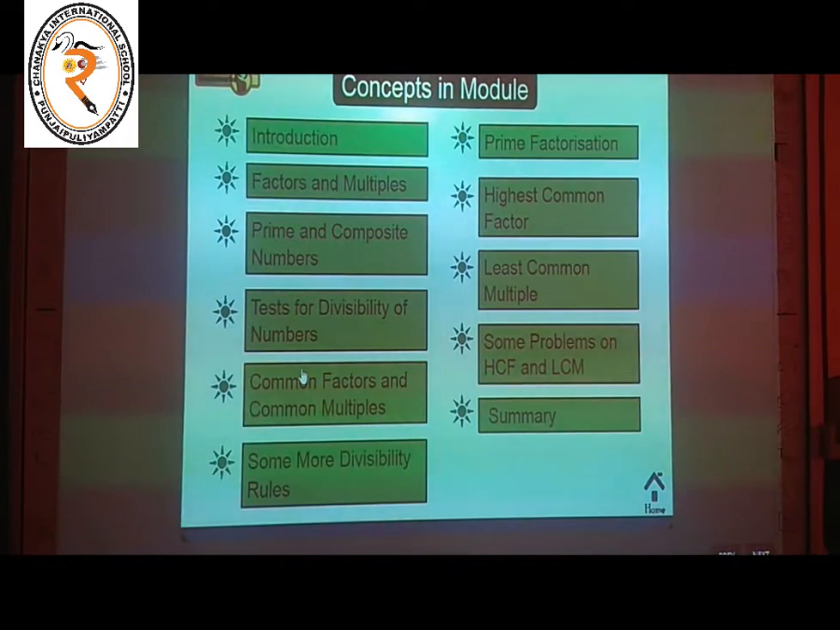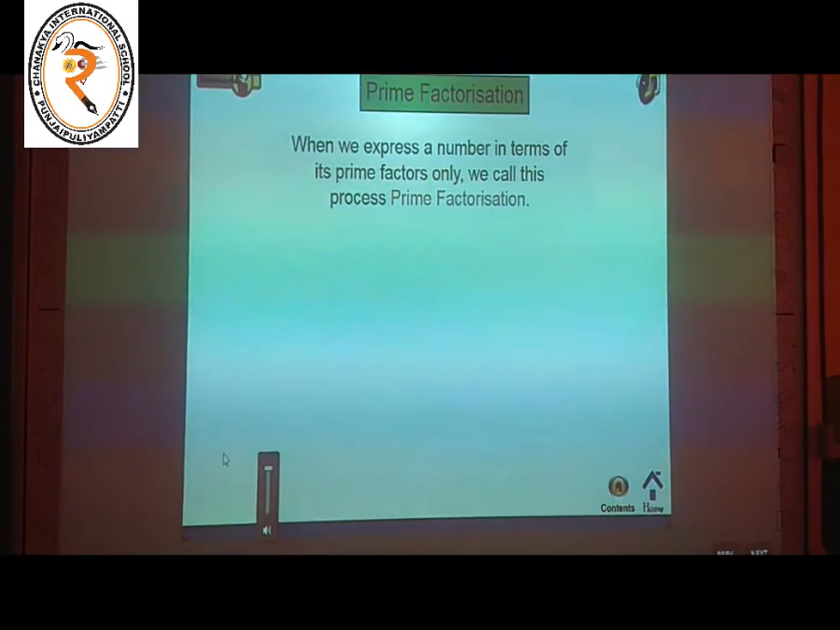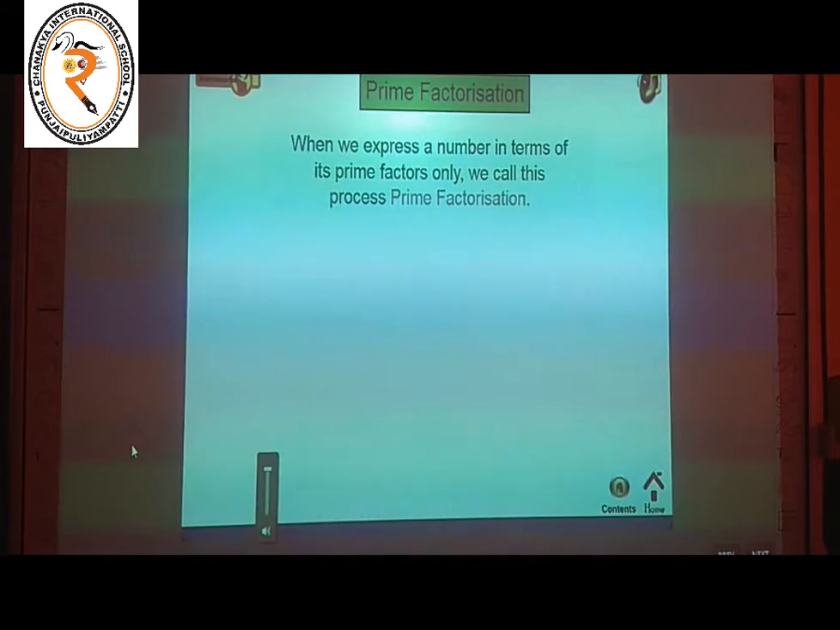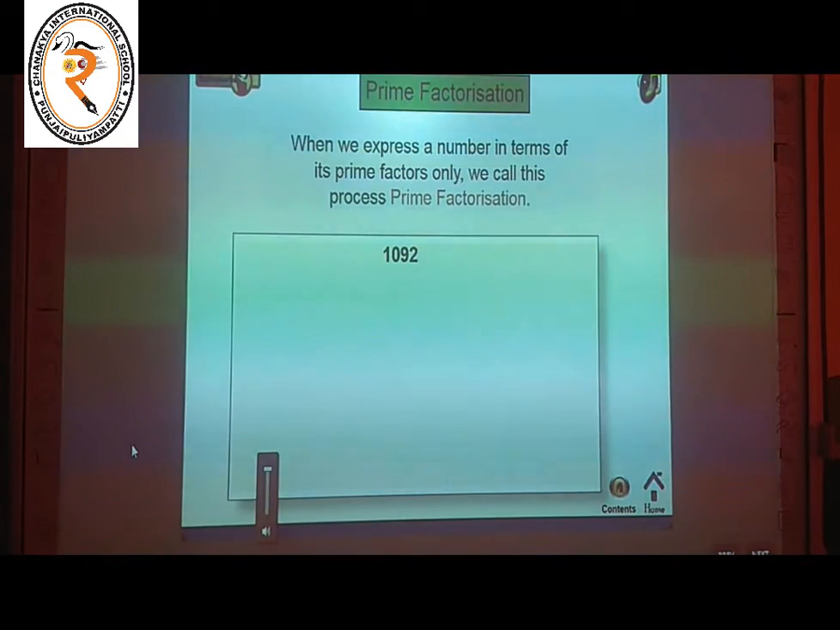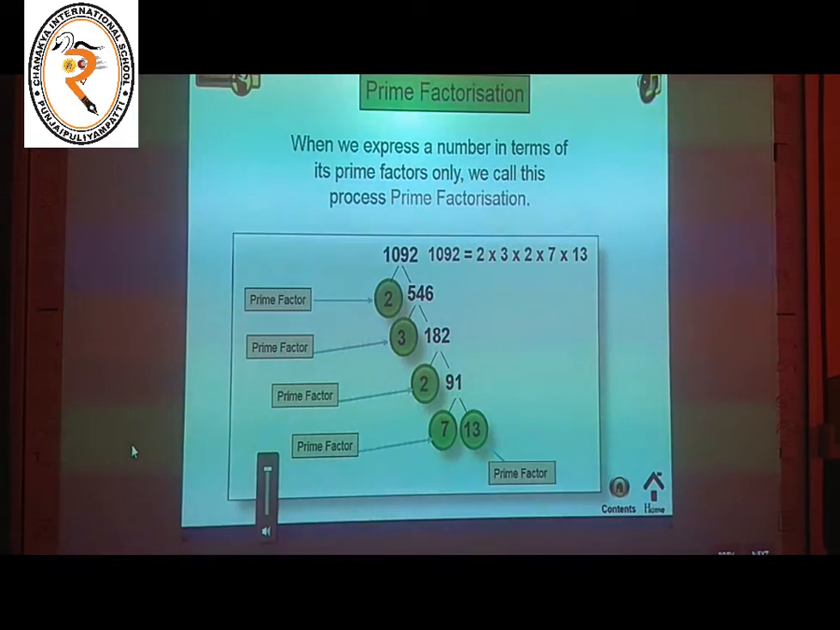In this module, at first we will introduce the factors. Prime factorization: when we express a number in terms of its prime factors only, we call this process prime factorization. Let us find the prime factorization of 1092 as shown. It is called the prime tree method.